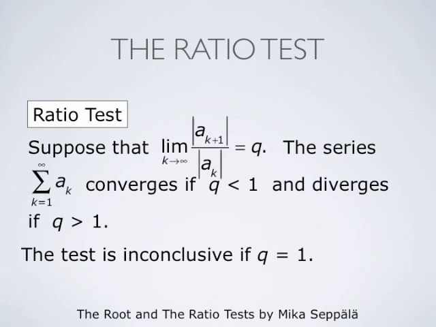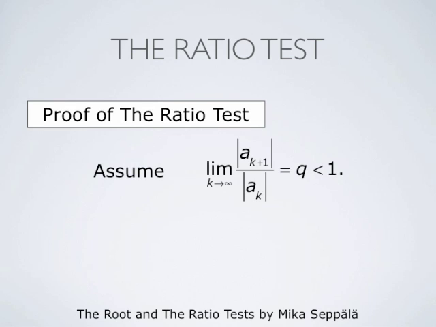The ratio test tells us that if the quantity limit as k goes to the infinity, absolute value of ak plus 1 divided by the absolute value of ak is less than 1, then the series summation k from 1 to the infinity ak converges, and that if this quantity is greater than 1, the series diverges. And we have now seen by examples that the test is inconclusive if this quantity q equals 1.